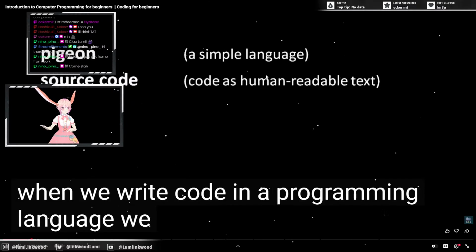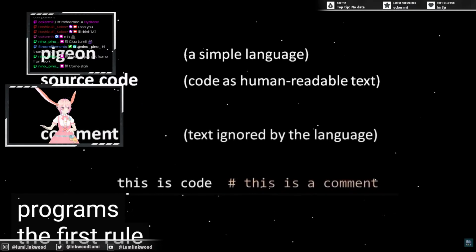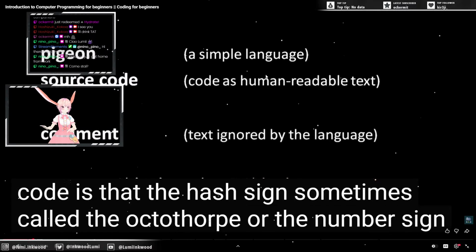When we write code in a programming language, we write it as text, and this code is called the source code, so called because it's the source from which the translator produces actual runnable programs. The first rule to learn about Pigeon code is that the hash sign, sometimes called the octothorpe or the number sign, denotes the beginning of a comment.